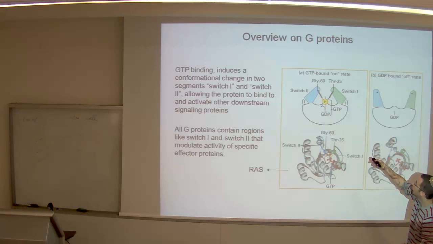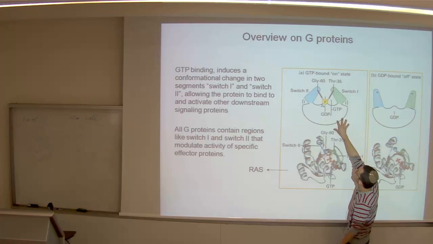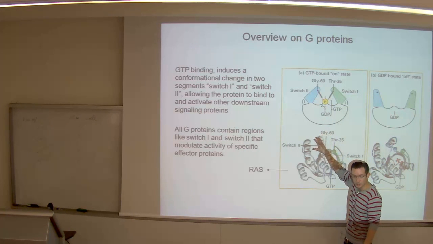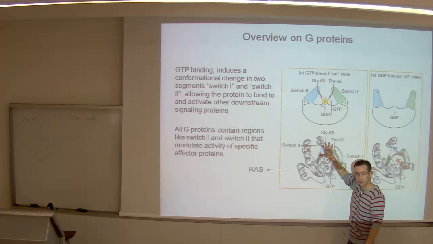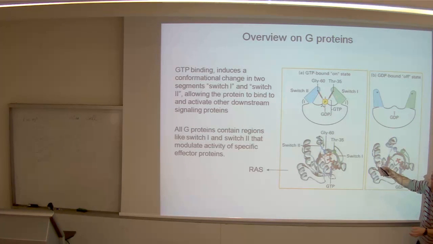This is the conformational on state of the alpha subunit. In this conformational state, the alpha subunit is active, and it activates downstream effectors. Upon GTP hydrolysis, this interaction breaks down, and the two switches become loose, and the protein switches to an off state. In this conformational state, the alpha subunit does not affect any downstream effectors, and cannot activate any additional proteins.